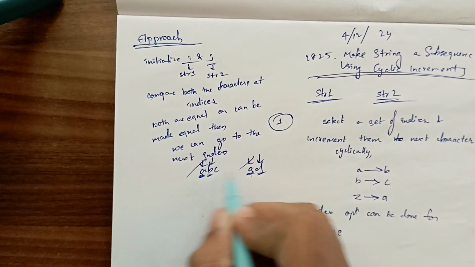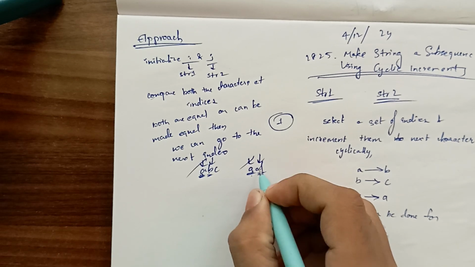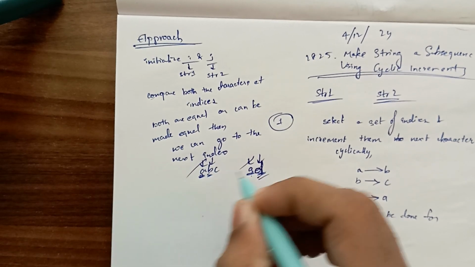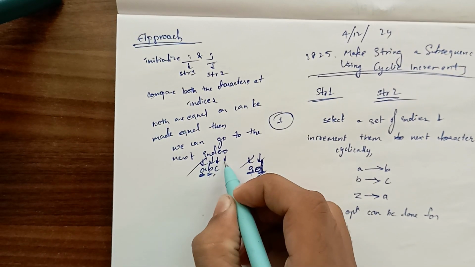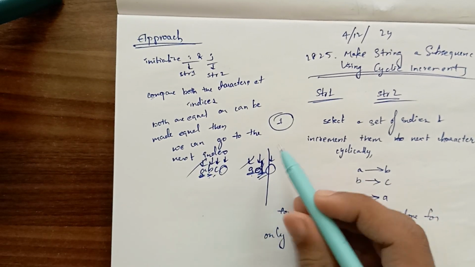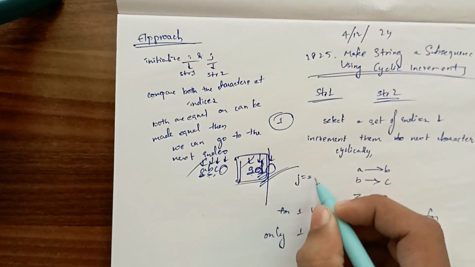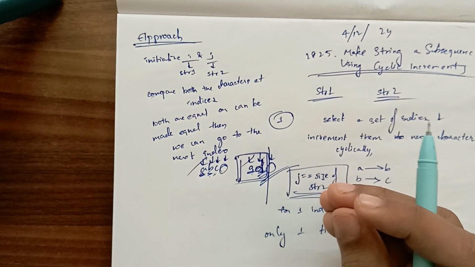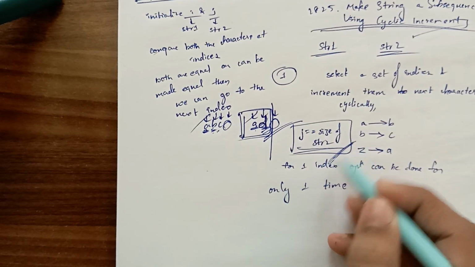So here B and D. B cannot be made equal to D by the given operation. So with J staying at this index only, we will be incrementing our I pointer to the next. And see, here C and D can be made equal. So we need to increment both the pointers. Now we incremented both the pointers and we got out of the loop. Now J got to the size of string 2. So if J is equal to the size of string 2, that means we have successfully made string 2 a subsequence of string 1 using cyclic increments. That means the returning statement will have this condition.